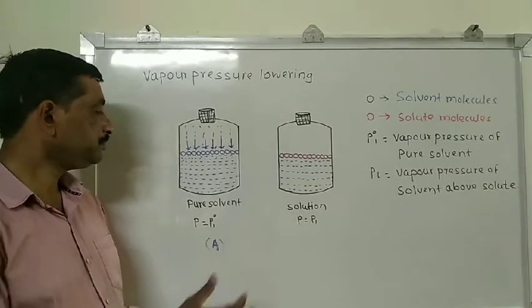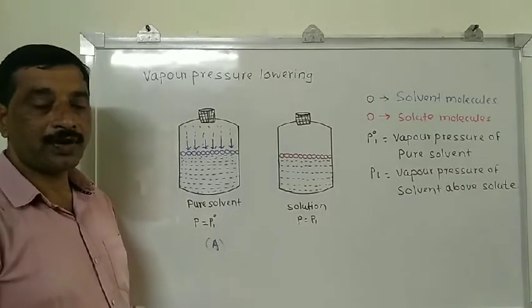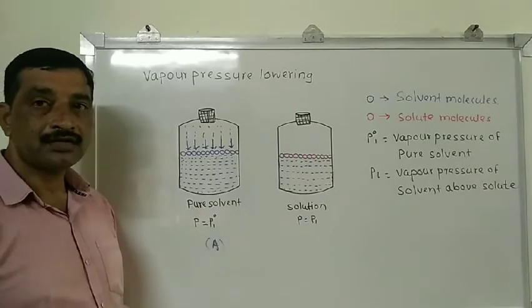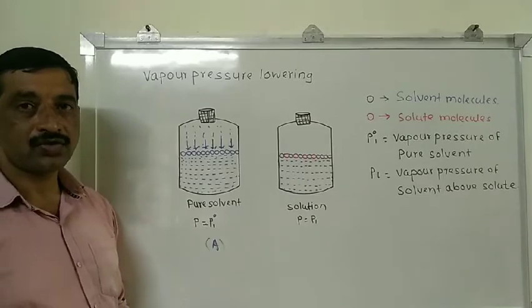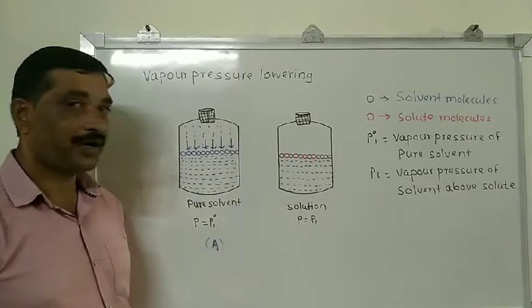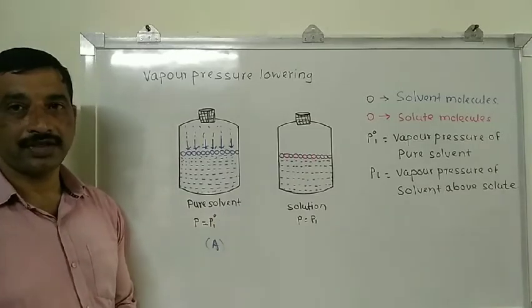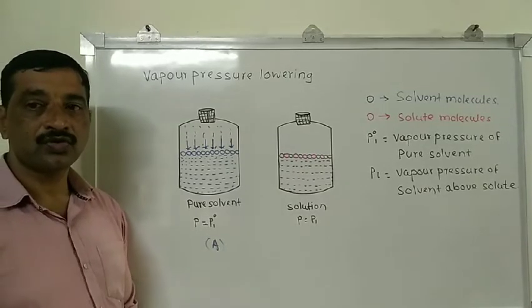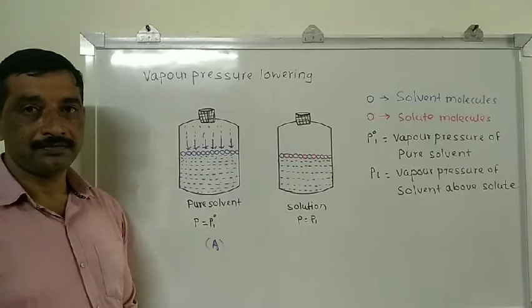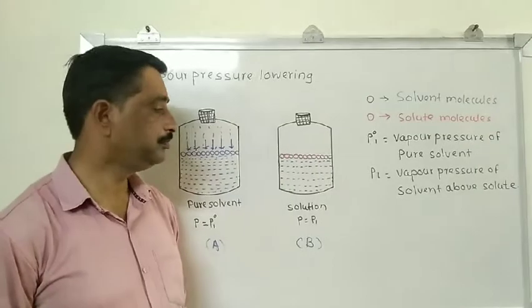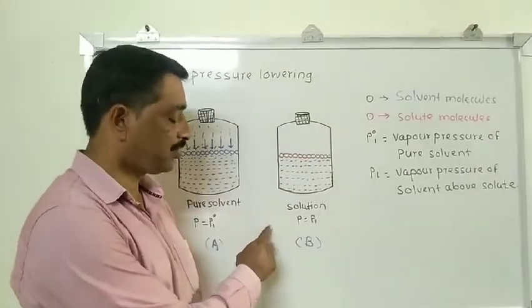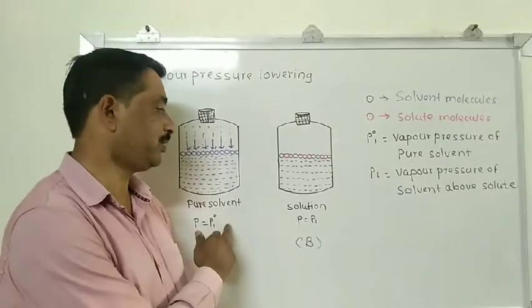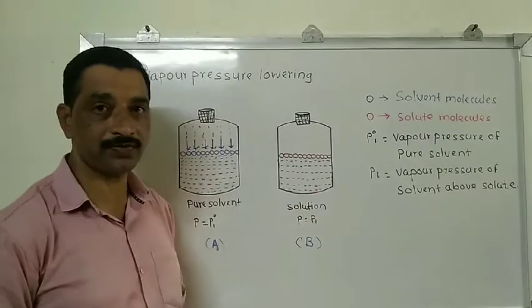Suppose we add the solute particles. Non-volatile solute is added in this solvent. These solute particles and solvent particles will be mixed with each other, and there is a formation of solution. So when we add the non-volatile solute in the solvent, then solution is formed.